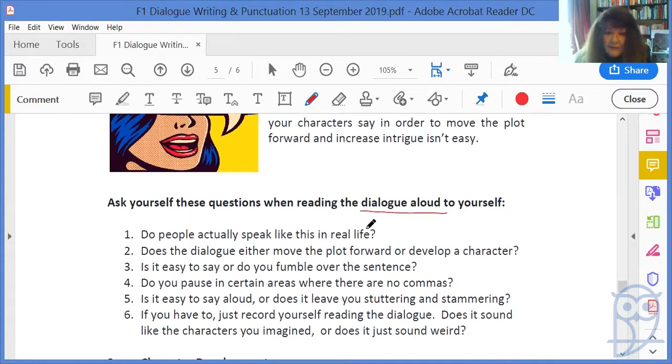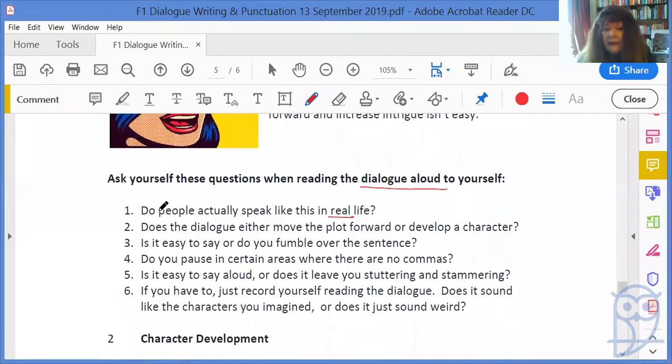Do people actually speak like this in real life? Okay, that's the first thing. Is it real, your dialogue? Okay, or is it all fake? We mentioned that a bit earlier on. Is there any point in having the dialogue unless it moves the plot forward or develops the character?